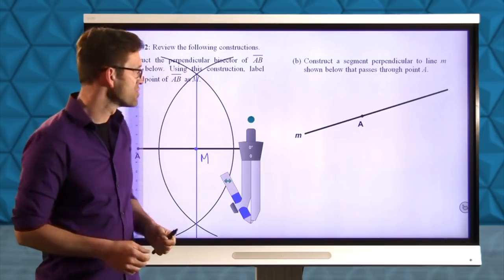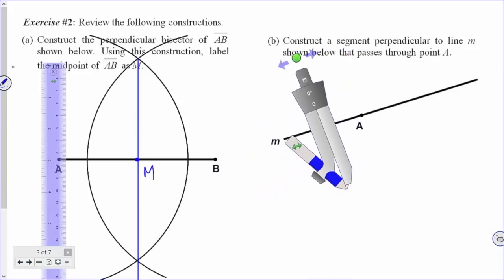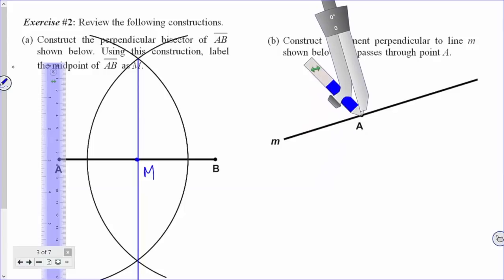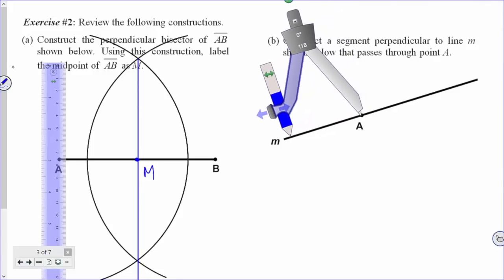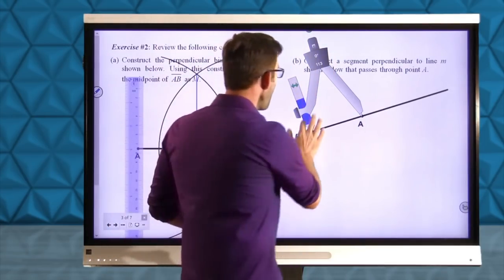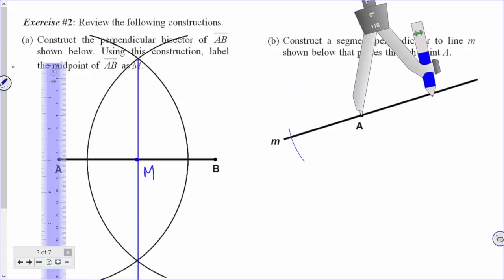All right, let's go through the construction. The construction in letter B actually hinges on the construction in letter A. The first step is that you put your compass so that the center of your circle or arc is at point A. Then you can either draw a full circle or just draw an arc right there, and then with the same radius, draw an arc right there.